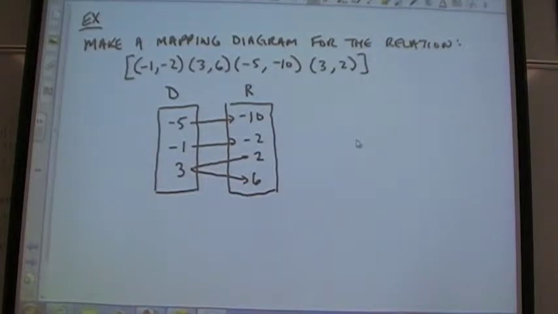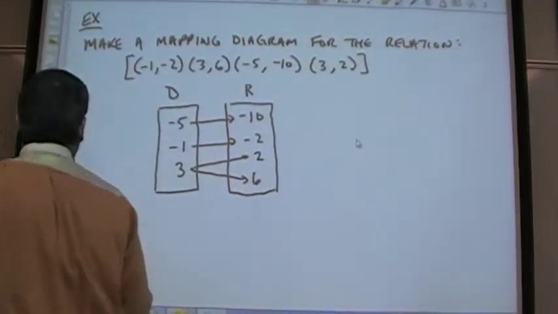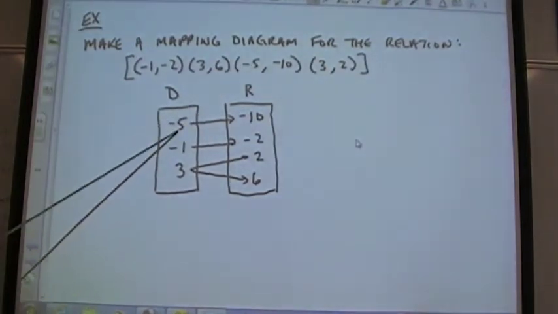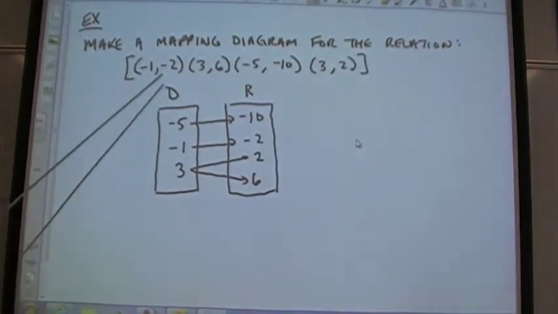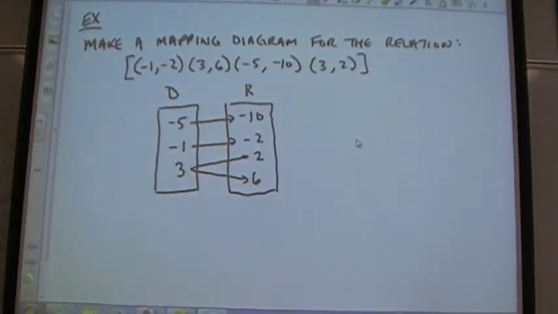D and R stand for domain and range. So you make a box for your domain, make a box for your range, and just like we did in the previous example, we're going to go from least to greatest. In the box, from top to bottom is least to greatest. So what is your smallest x value up here? Negative 5, and what? Negative 1, and then 3 is repeated. You just list it once.